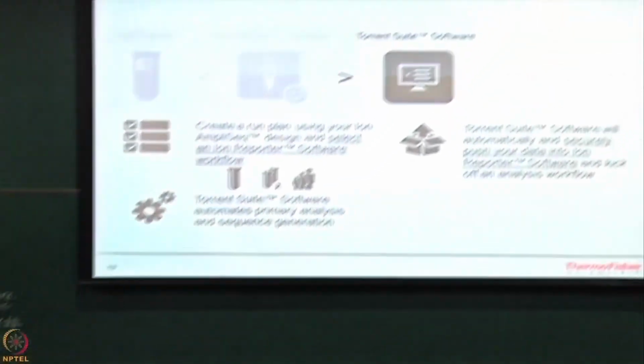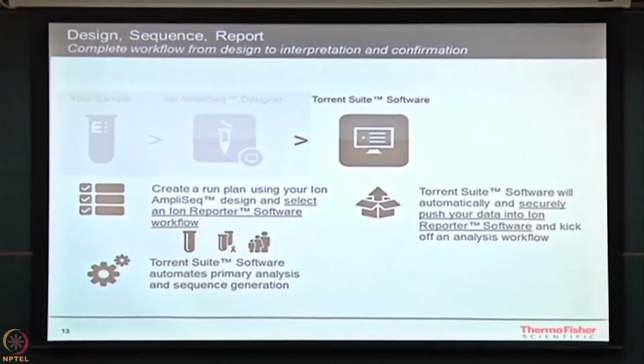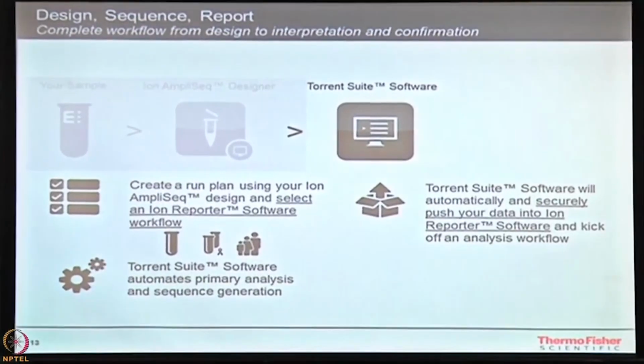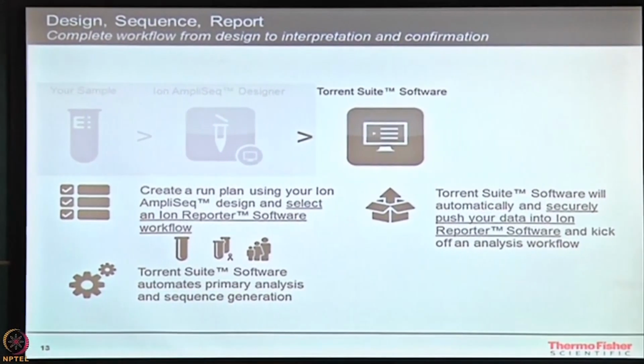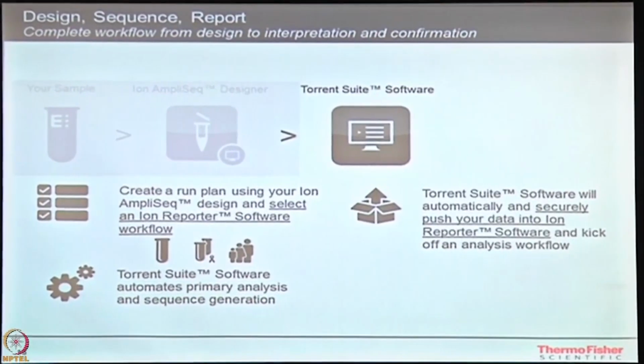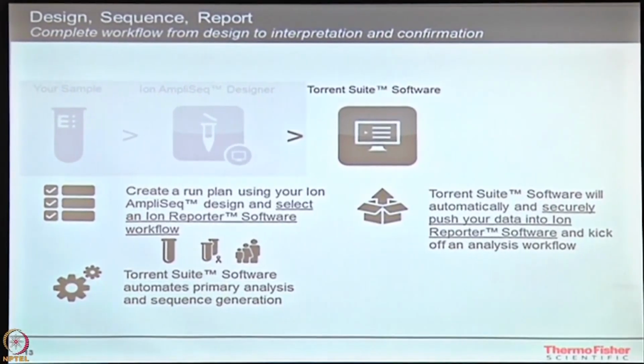So, I will take a step by step mode. I first did designing on AmpliSeq, right. Then I did the Torrent Suite software where it decodes all the bases and provides you the sequences for it. It provides you alignment with the reference genome. It does the coverage analysis for you, which looks for the regions which have been designed, your gene of interest, and then takes it further and does variant calling.